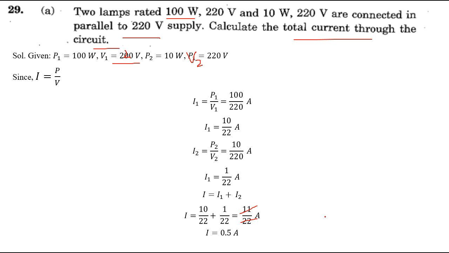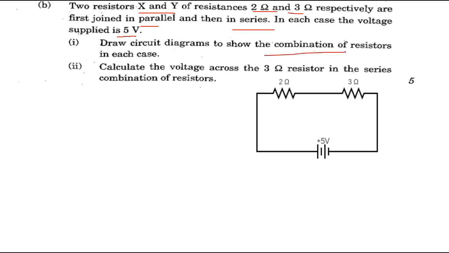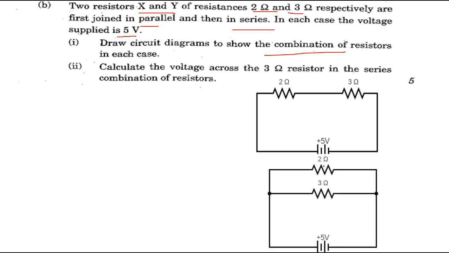Now moving further to the next part of this question, part B. It says that two resistors X and Y of resistance 2 ohm and 3 ohm respectively are joined first in parallel and then in series. In each case, the voltage supplied is 5 volt. Draw the circuit diagram to show the combination of the resistors. When it is connected in series, you can draw it like this: one is 2 ohm and the other is 3 ohm, and the battery we have connected is 5 volt. And for the parallel combination, we can put 2 ohm at top and 3 ohm at bottom and connect it to the 5 volt battery. So this is the first part.